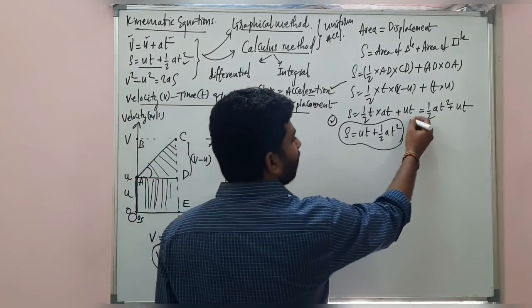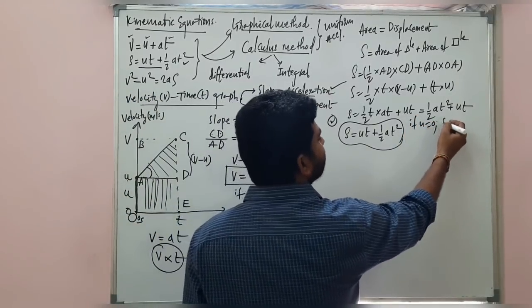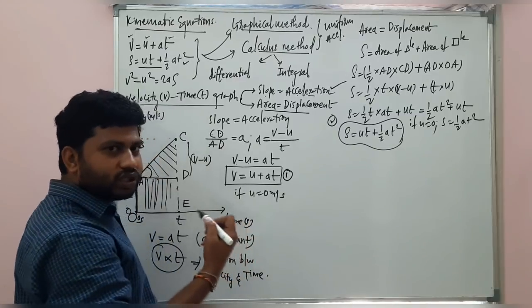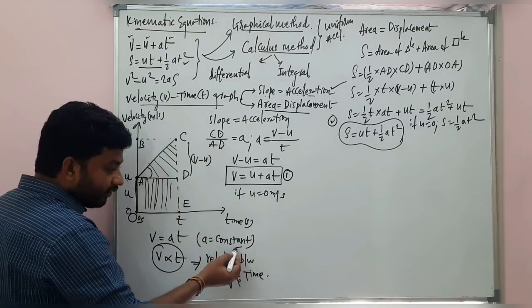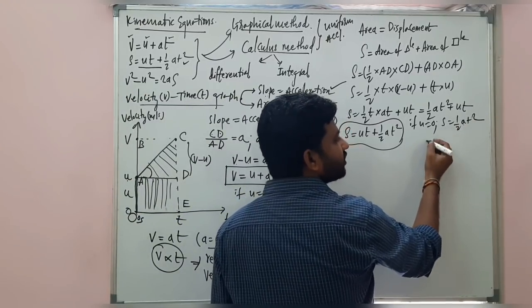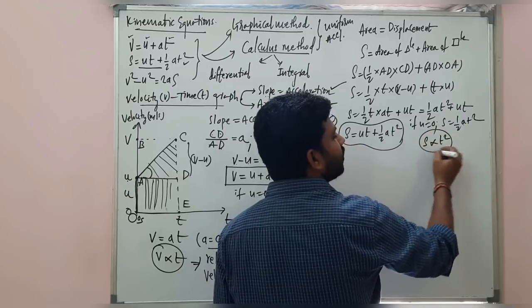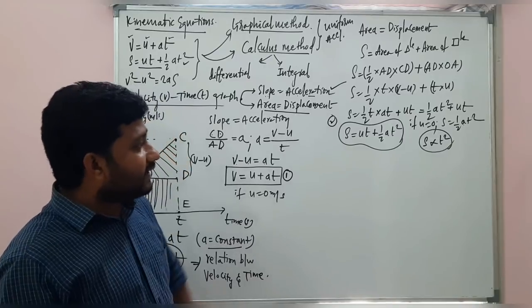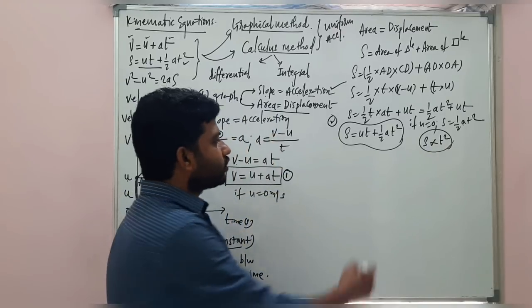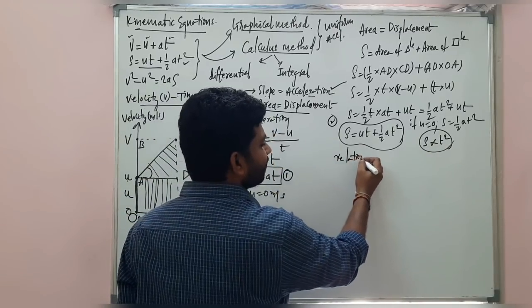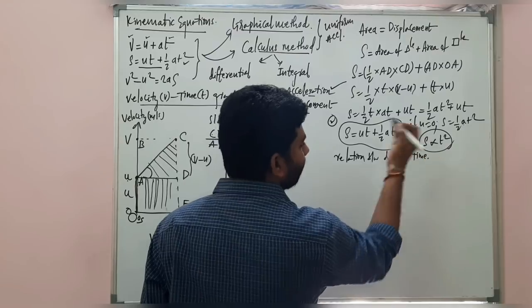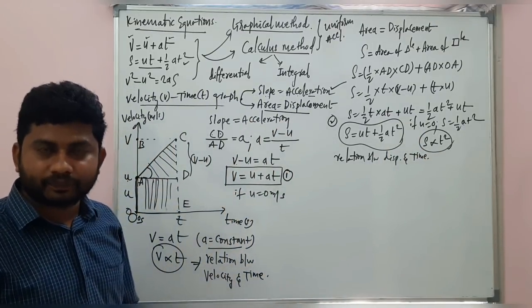Here also, if U is equal to 0, what happens? S is equal to half AT square. The equations of motion, the kinematic equations, we are using only for uniform acceleration. When acceleration is constant, and half is constant anyway, I can write S is directly proportional to T square. And the second equation of motion is the relation between displacement and time, right? Remember, displacement and time.